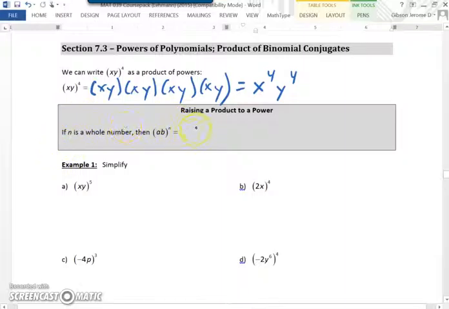So now we have another rule. It's raising a product to a power. If n is a whole number, then (a times b) to the n is a to the n times b to the n.